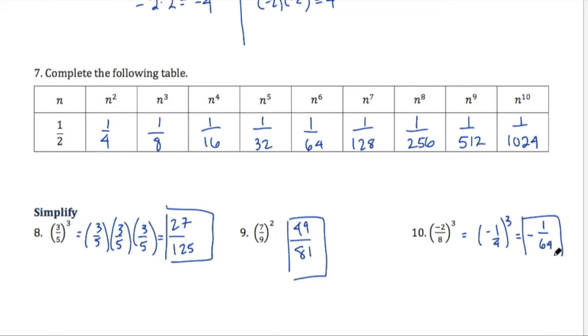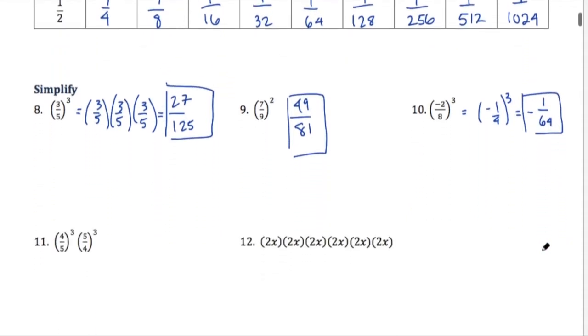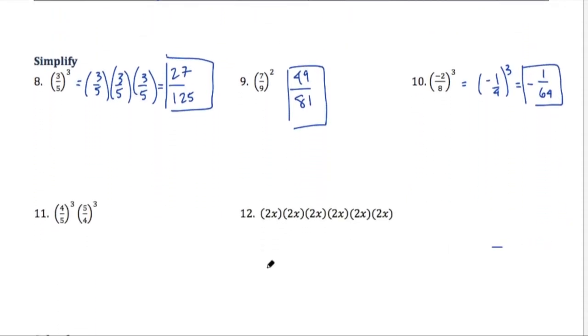All right, if we look at number 11, we've got 4 times 4 times 4 is 64 over 5 times 5 times 5 is 125. And we're multiplying that by our second fraction: 5 times 5 times 5 is 125, over 4 times 4 times 4 is 64. Interesting. 64 goes into 64 once, 64 goes into 64 once. 125 goes in once, and once. So we have just 1 as our answer.